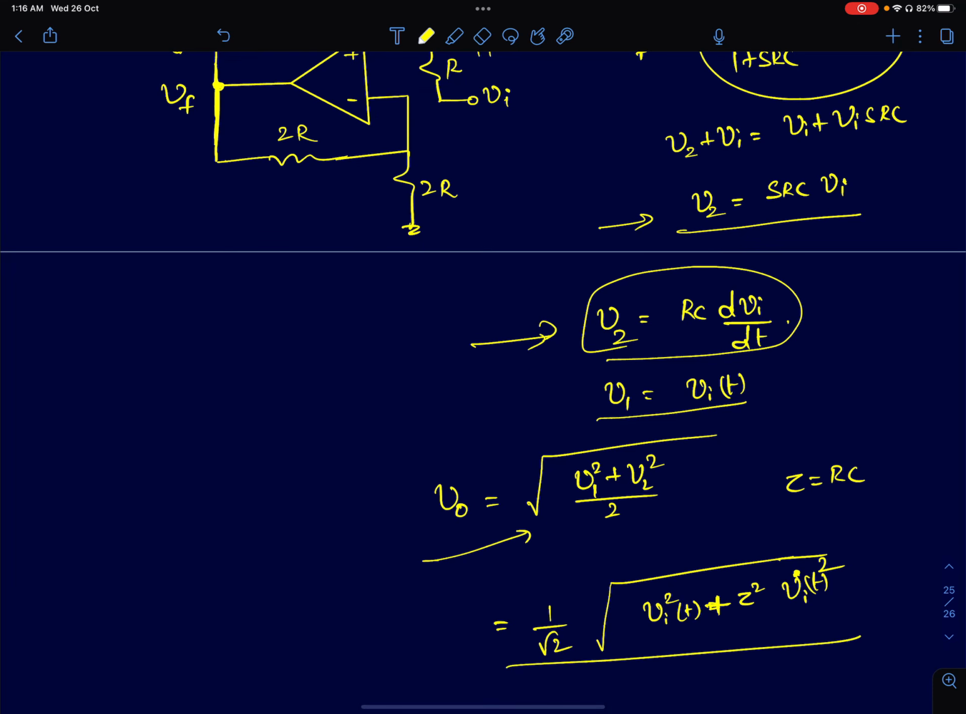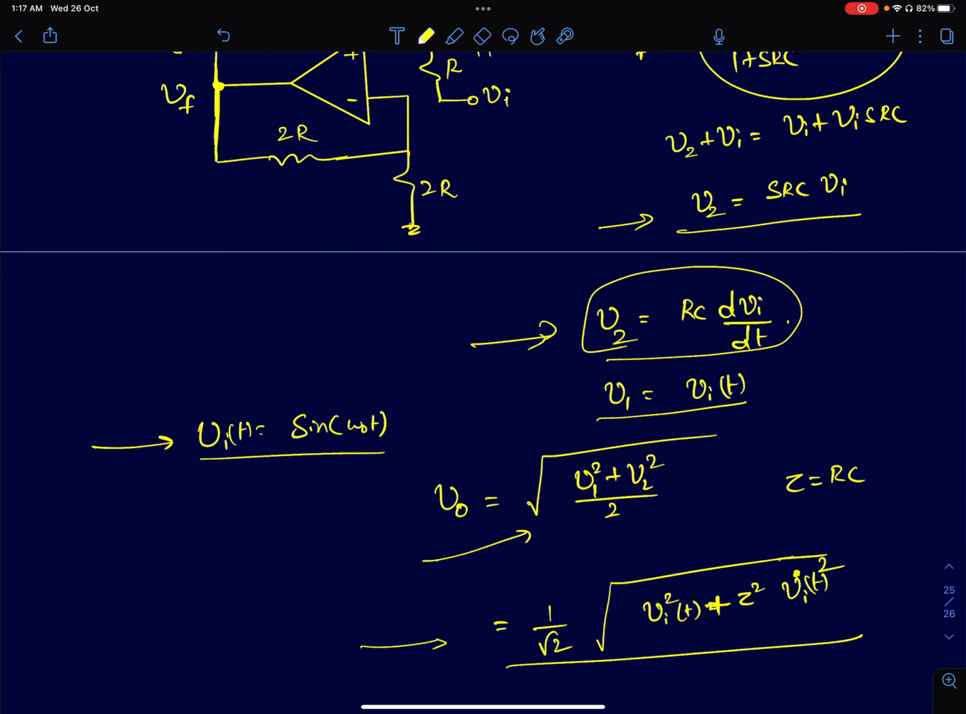So what you have is an expression that looks like this: 1 by root 2 into root of Vi square of t plus tau square into Vi dot square of t. This is the mathematical function this circuit realizes. But now we are giving an input Vi of t which is equal to sine omega naught t. Okay. Now what happens when I feed this input?